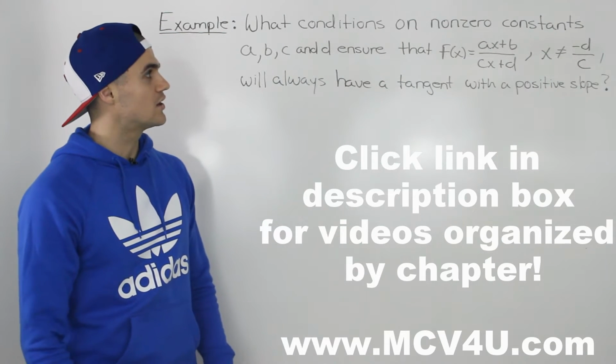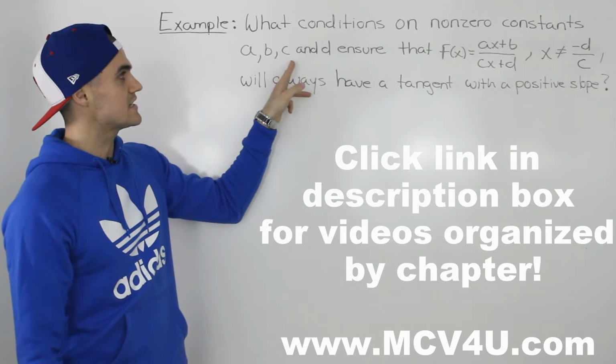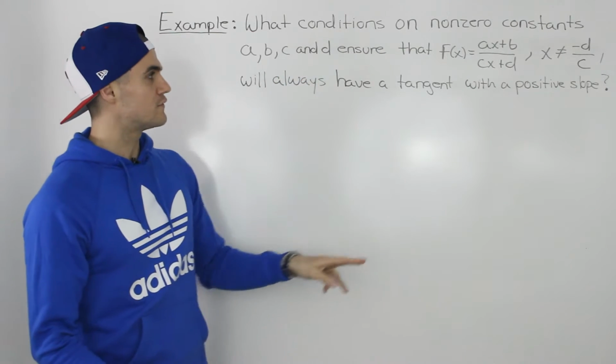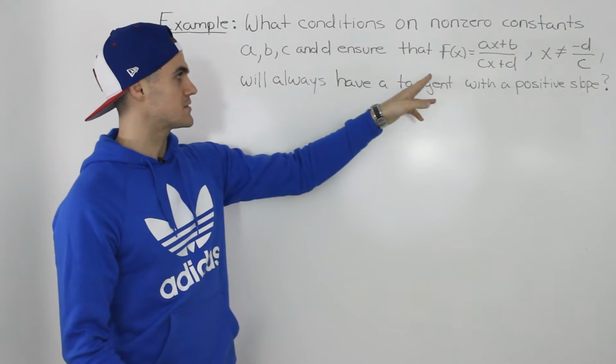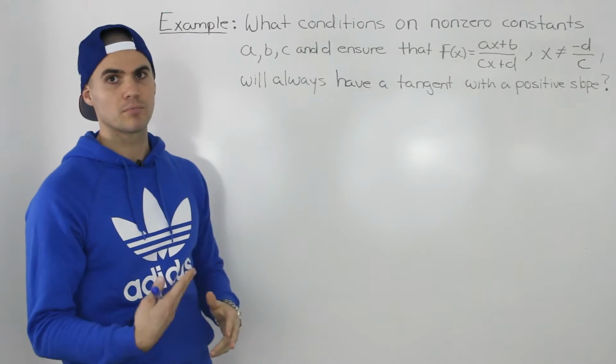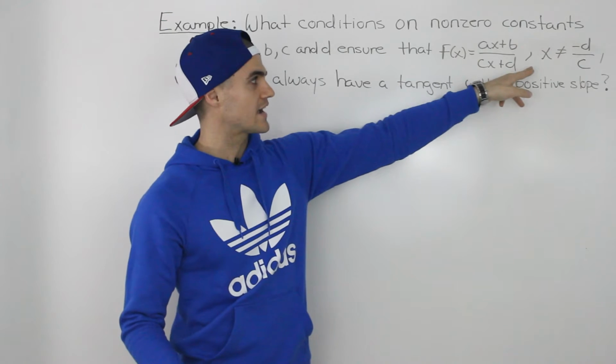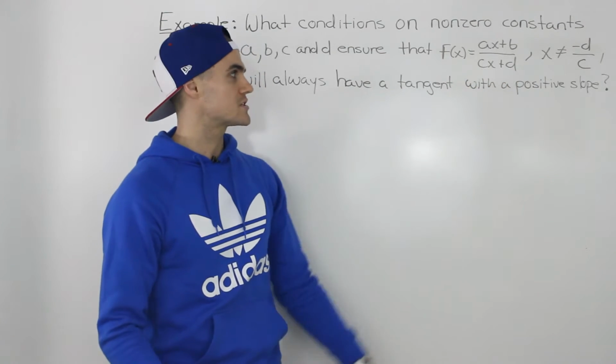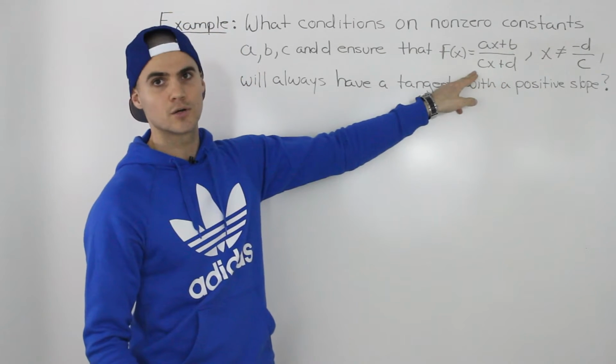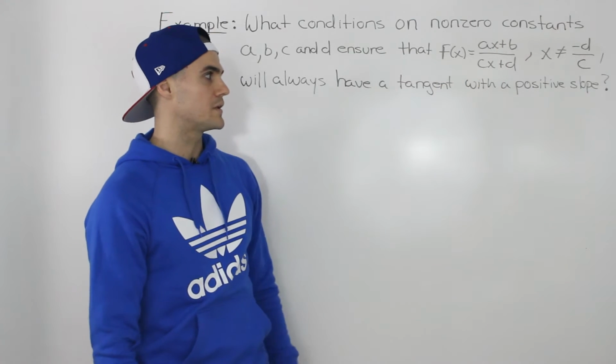Moving on to the next example. What conditions on non-zero constants a, b, c, and d ensure that the function (ax + b)/(cx + d) will always have a tangent with a positive slope? The restriction on this function is that x cannot equal negative d over c, because if it does, then that denominator would be 0 and it would be undefined.